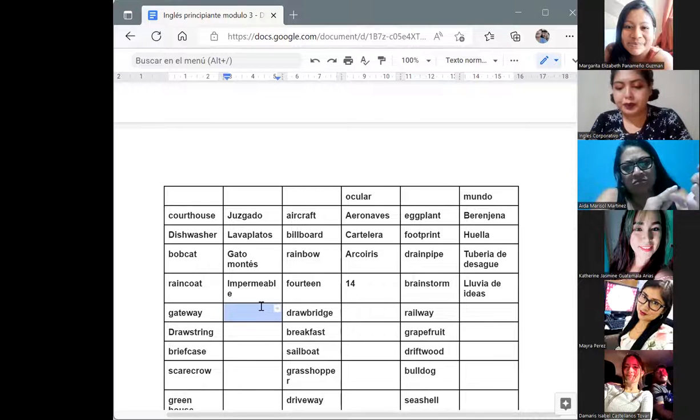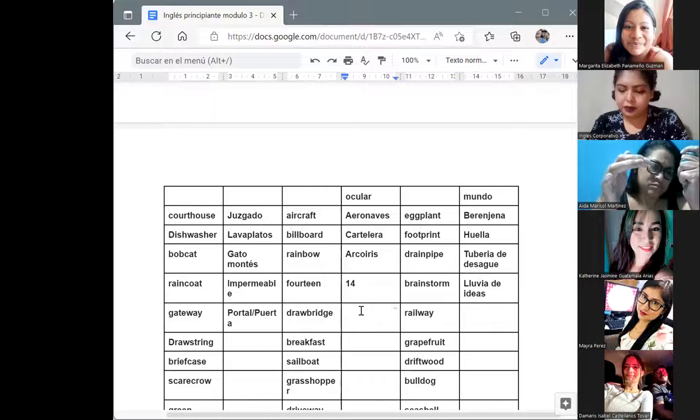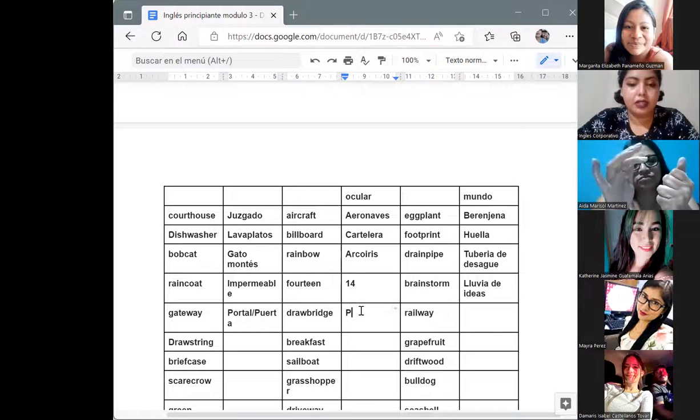Get away. Página web. Puerta inglesa. And getaway is like a puerta, portal. Drawbridge. Puente levadizo. Oh, very good. Es un puente levadizo.